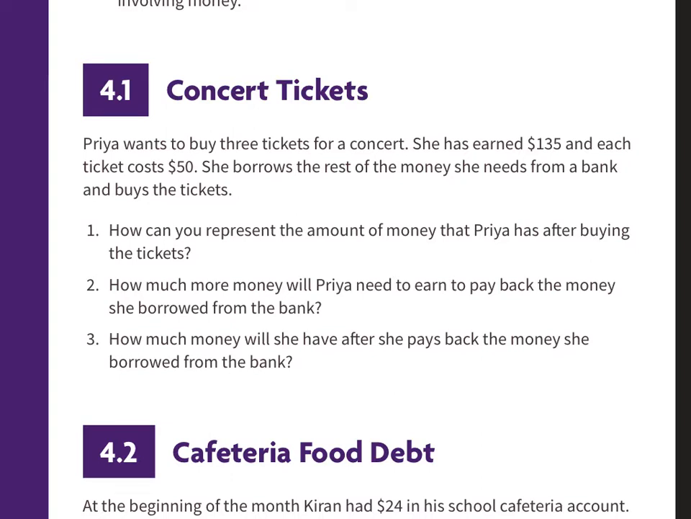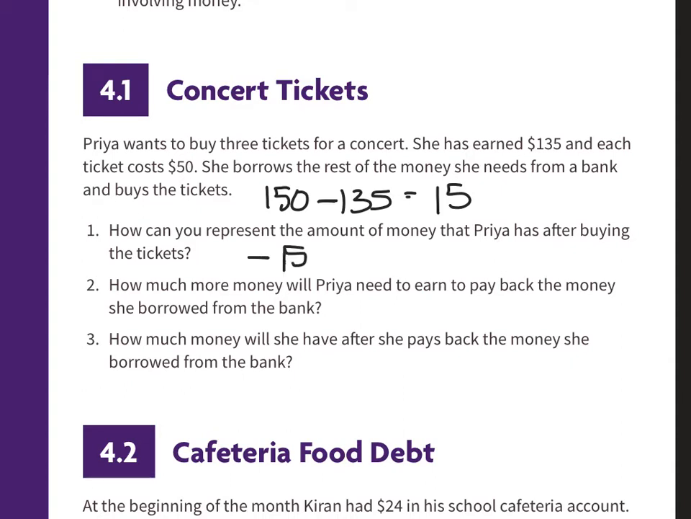All right, here we go. So, $50 times 3 tickets: 50, 100, 150. So the tickets cost $150. She only has 135, so to figure out how much she's going to need, we subtract them. In our calculators, 150 minus 135 is $15. So how can you represent the amount of money that Priya has after buying the tickets? Well, she borrowed $15, so did she have the $15? No. So we could write it as negative 15.